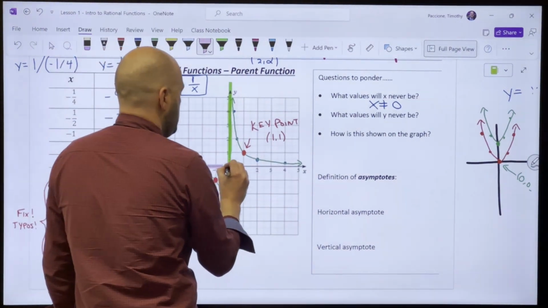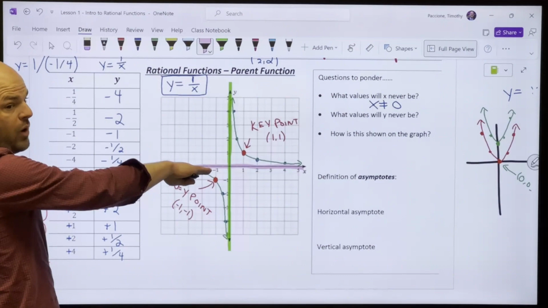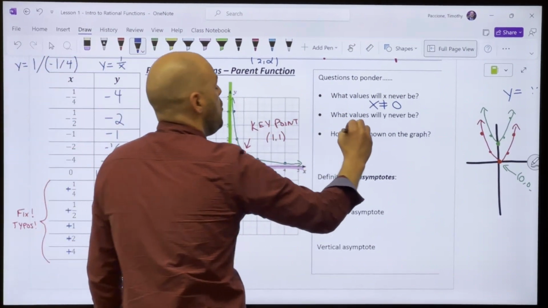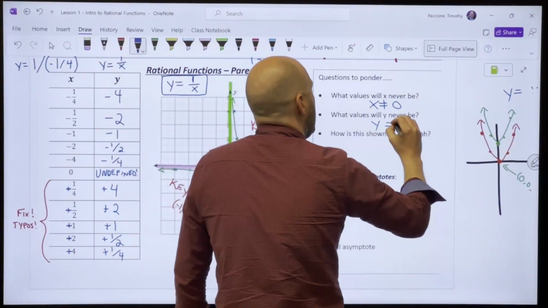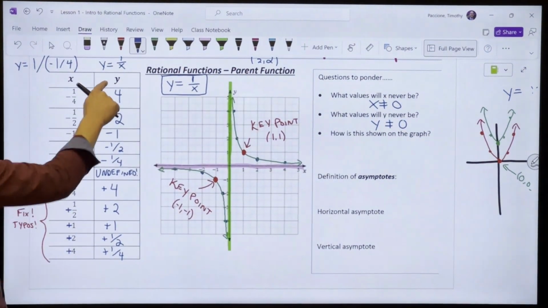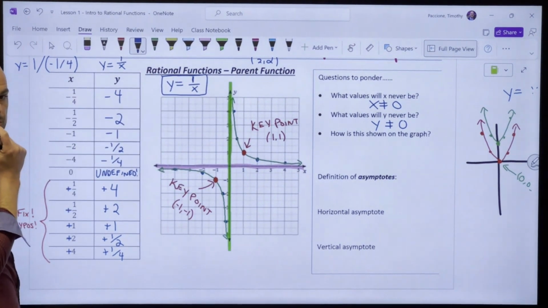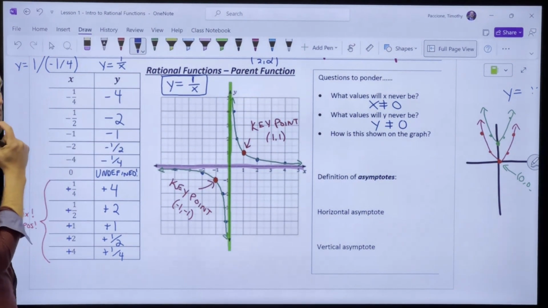What value will y never be? 0, right? Because if we look at the graph, there are no points with a y value of 0, right? So y can never be 0. And that also makes sense when you think about the function, because there's nothing I can plug into this function that would get me 0, right? I could put in anything I want for x, but it won't be 0 as a result.